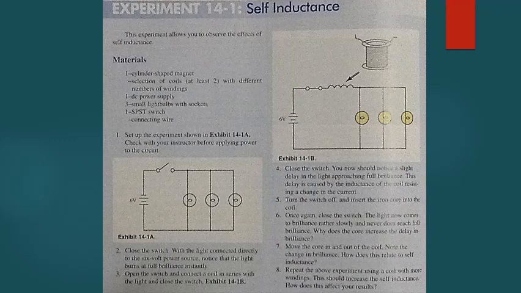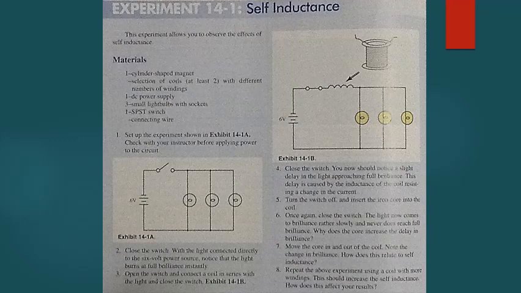First step is to set up the experiment shown in exhibit 14-1A on your left lower side. Check with your instructor before applying power to the circuit. Step 2 is to close the switch. With the light connected directly to the 6-volt power source, notice that the light burns at full brilliance instantly. Step 3 is to open the switch and connect a coil in series with the light, such as the one in exhibit 14-1B, top right.